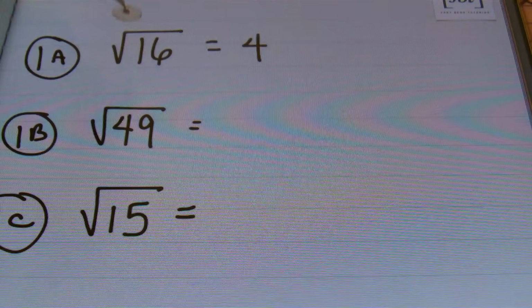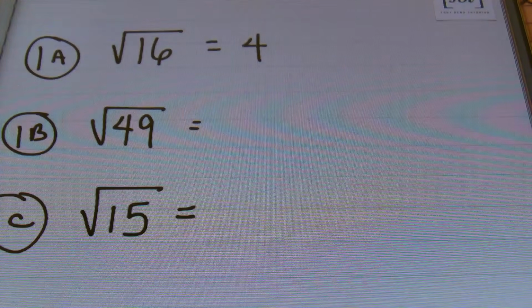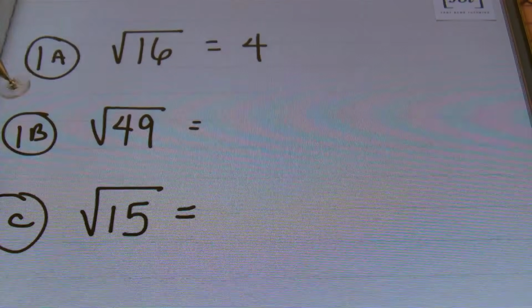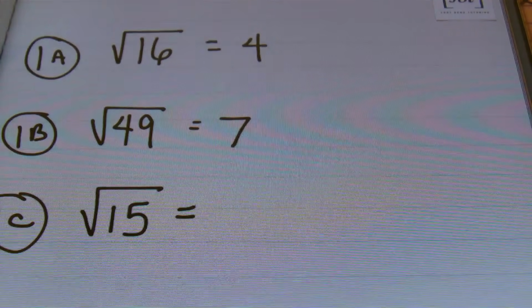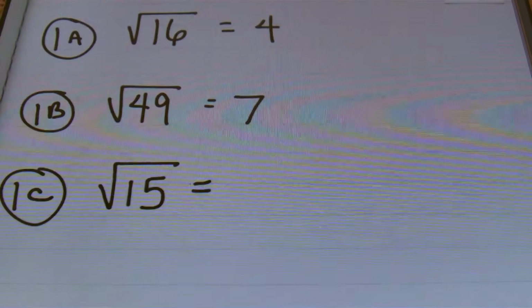So memorize that the perfect square, 16, has a square root of 4. That's right. It took 4 times itself to give you 16. Then 1b, we have the square root of 49. The square root of 49 is 7. Knew it on sight. That's what I'm saying. Memorize them. Then you have 1c, the square root of 15.